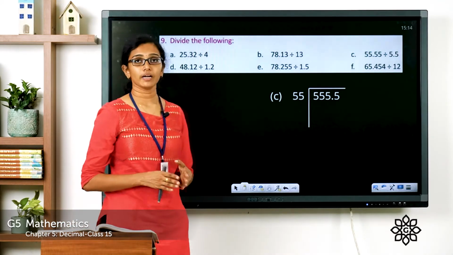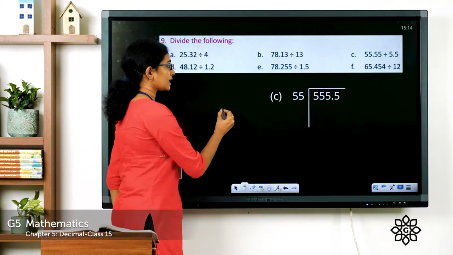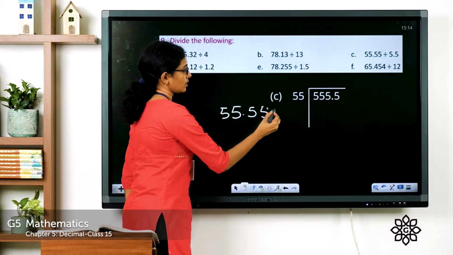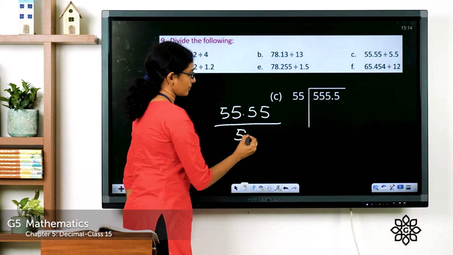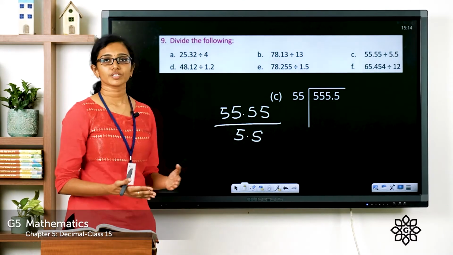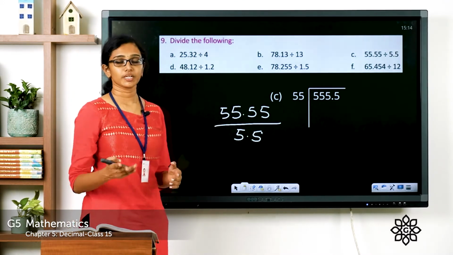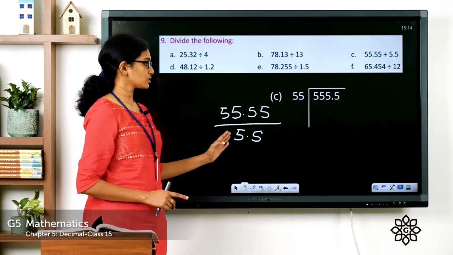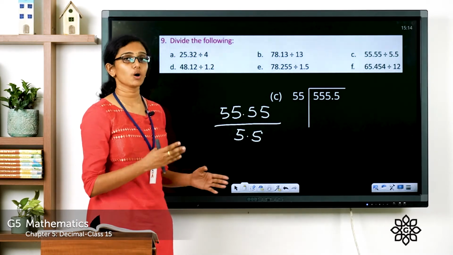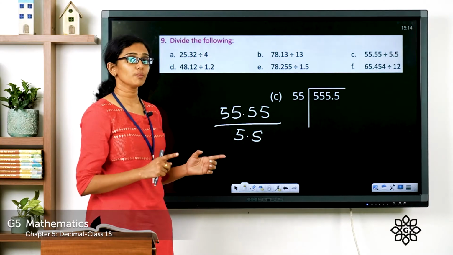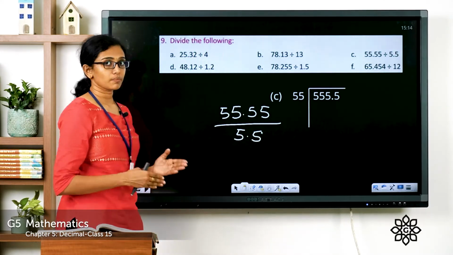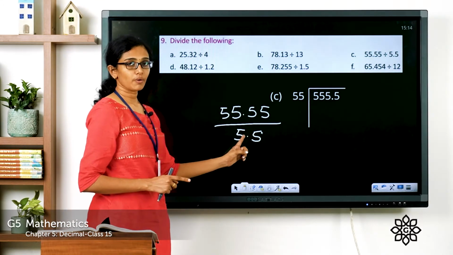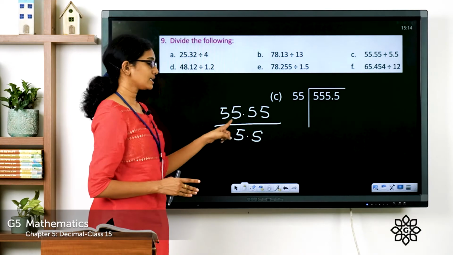55.55 divided by 5.5. So that is a decimal number, 55.55 divided by another decimal number. So what is the rule? When you are asked to divide two decimal numbers, first shift the decimal point in the divisor to the right enough places to make it a whole number. And you have to count how many places you shifted the decimal point. So here 5.5, let's shift this decimal point one place to the right to make it a whole number.